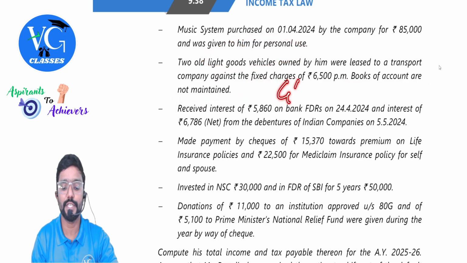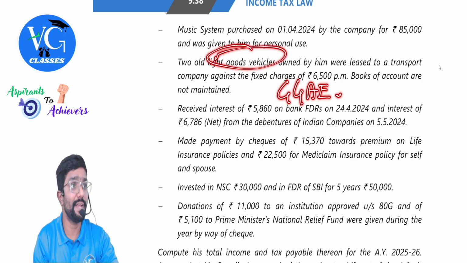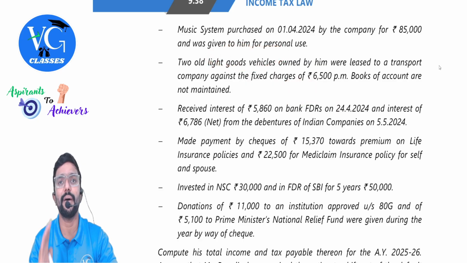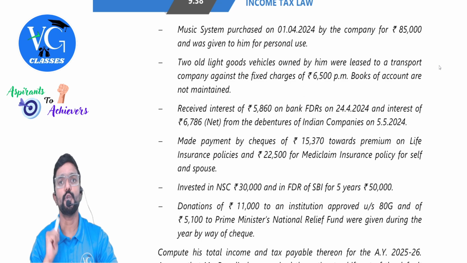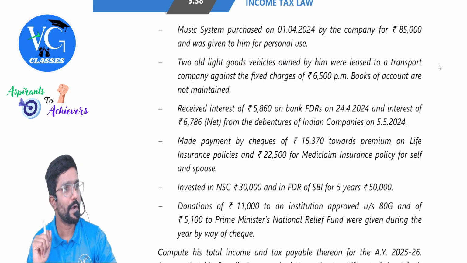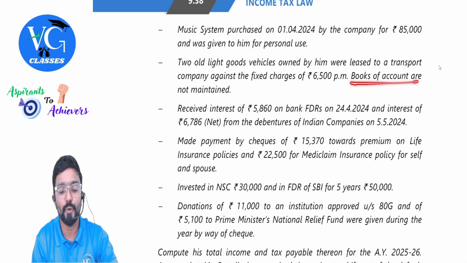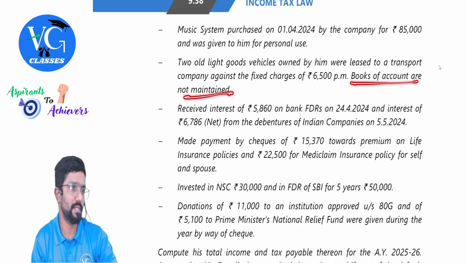Presumptive taxation under which section? 44AE. 44AE is for goods carriage business. So for light goods vehicle, not heavy goods vehicle, what is the income? 7,500 per vehicle per month. So two vehicles are there. So 7,500 into 2 into 12. Got it? Guys, this is the hint for you to decide whether it is presumptive or not.